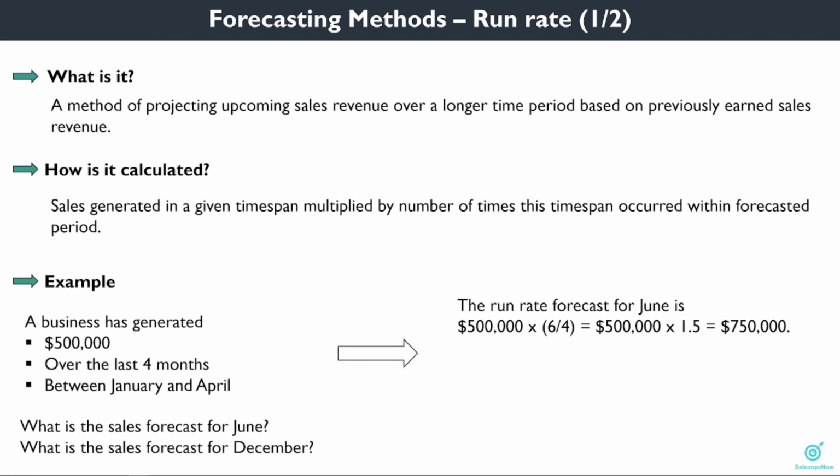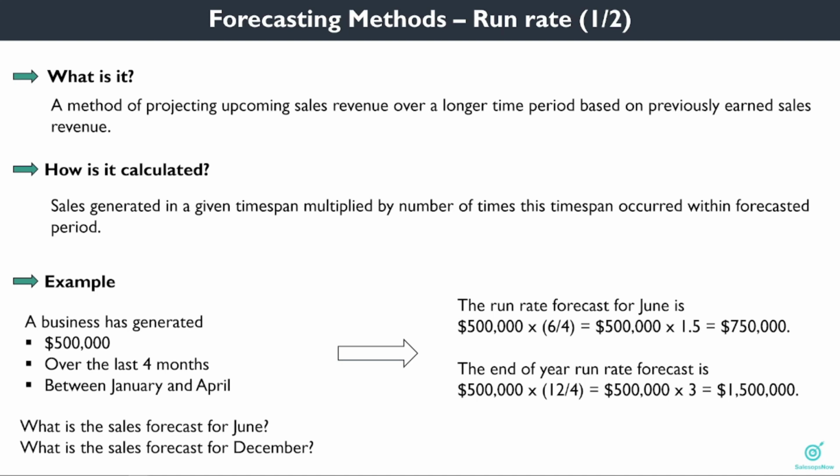So, why 6/4? Because our historical sales data covers 4 months, January to April. However, the run rate should take into consideration the duration of the forecasting period, which is 6 months, January to June. Now, for the end of year run rate forecast, the calculation is the same. 500,000 multiplied by 12 over 4, which is 500,000 multiplied by 3, which gives us expected sales by end of year of 1.5 million.